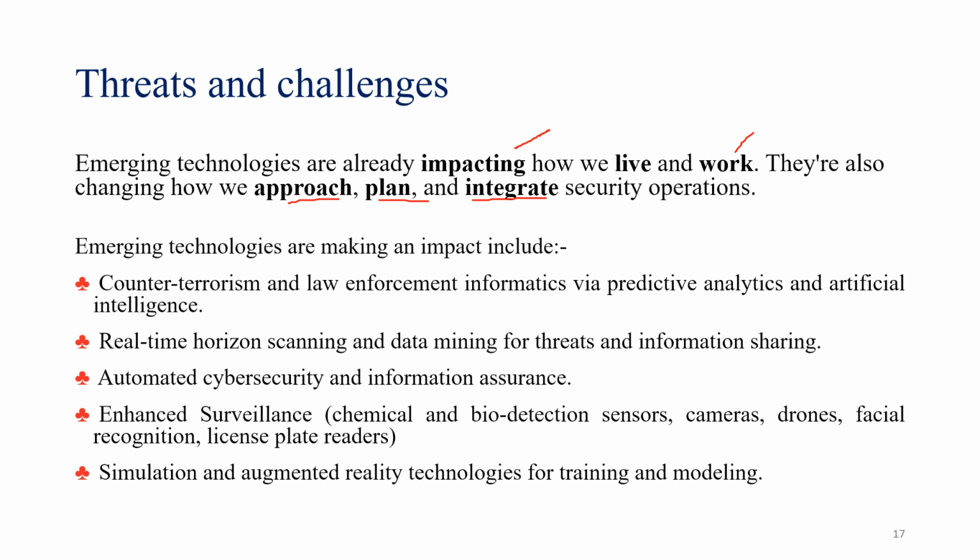So some emerging technology impacts might be, for example, counter-terrorism and law enforcement, real-time horizon scanning, automated cybersecurity and information assurance, enhanced surveillance, for example biometrics or different sensors, and simulation and augmented reality technologies for training and modeling.